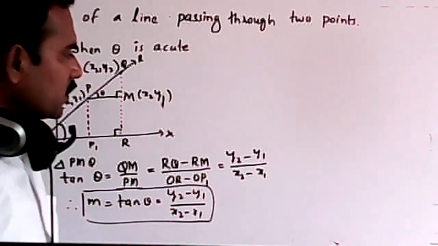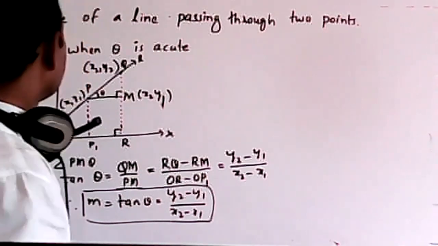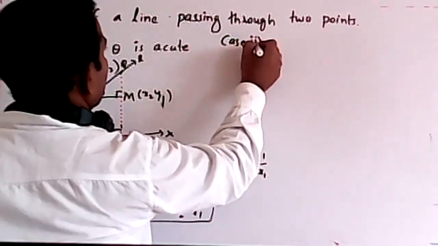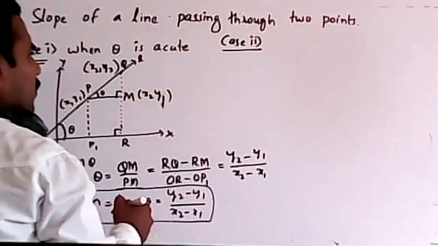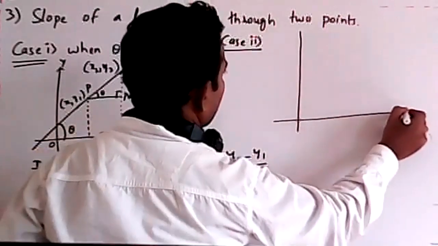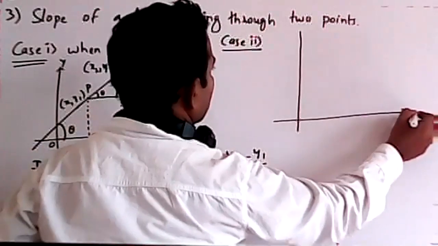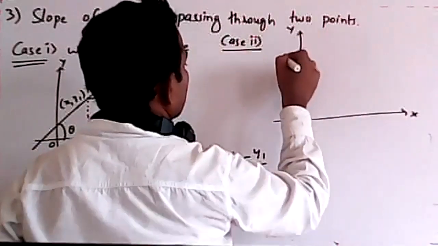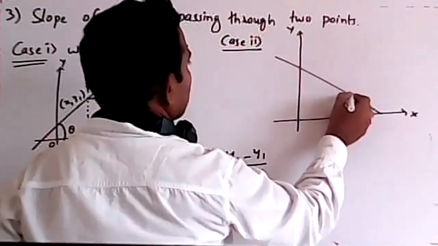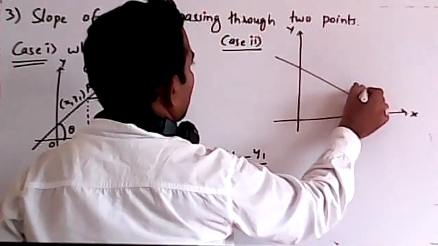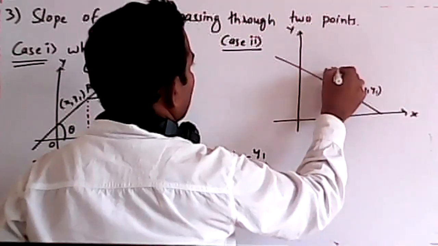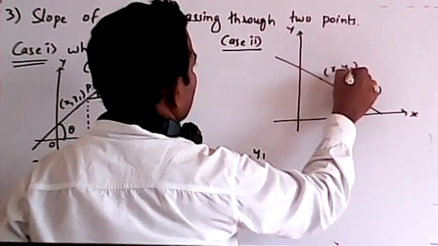Okay. Let us see case 2. Again, I will draw the same diagram. This is the x-axis, this is the y-axis. This time your line goes like this. So this is P having x1, y1. This is Q, x2, y2.